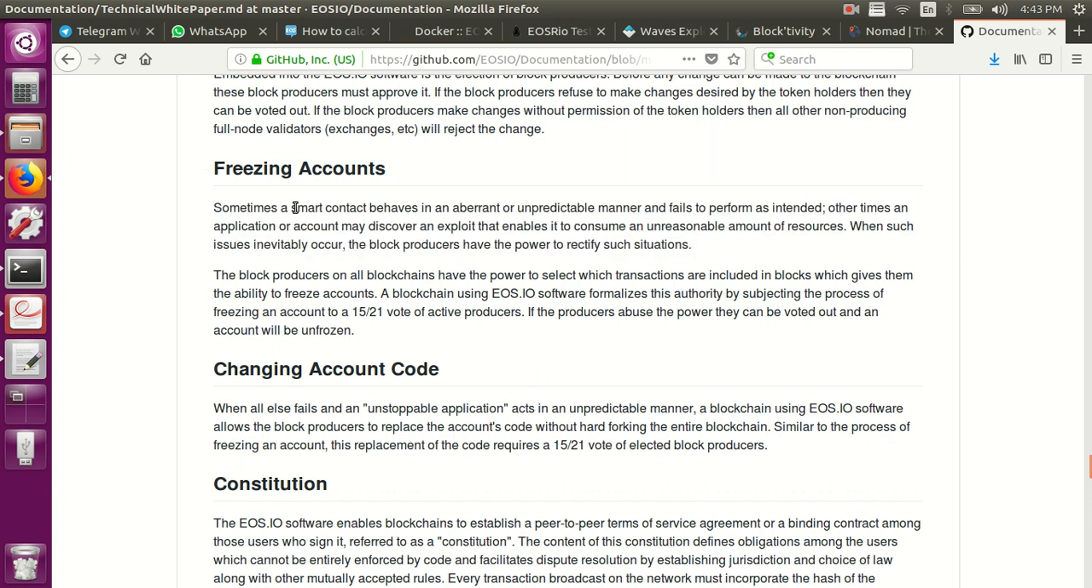But the ability to freeze accounts: if something really, really bad is happening, for example the DAO hack, the block producers have the ability to freeze accounts. So if the DAO hack happened on EOS, you could block that person's account without having to do a hard fork.